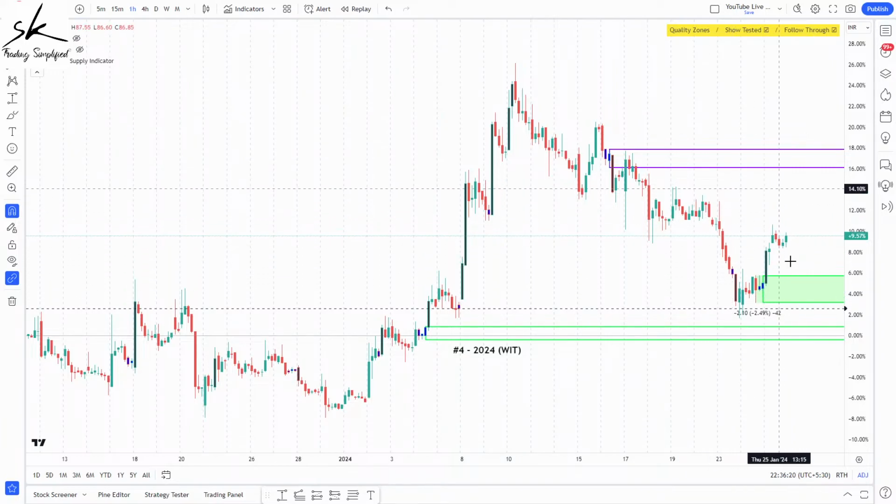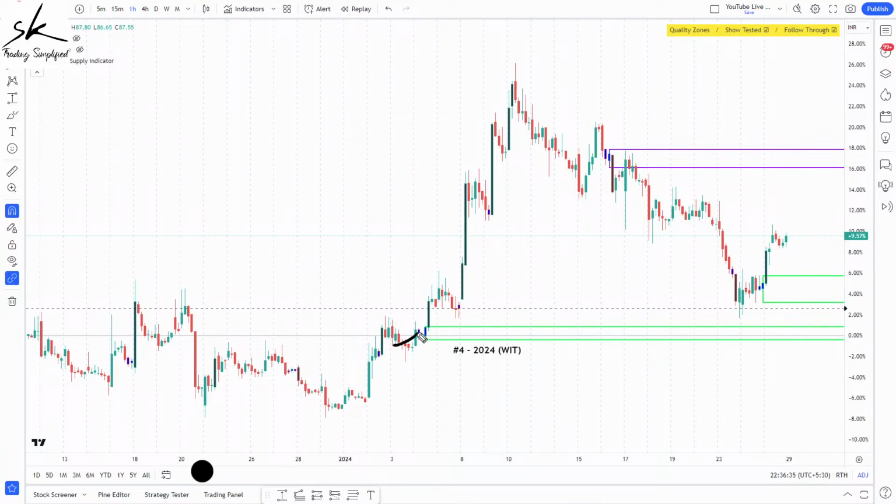But that does not mean it cannot work, right? Prices can come to the zone, it can give you a really nice move. But when we are planning our trades, we need to ensure we are picking the best of the best zones based on our understanding, based on our experience, based on our rules, right? So this one gets disqualified.